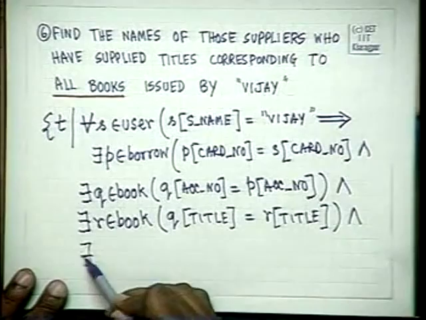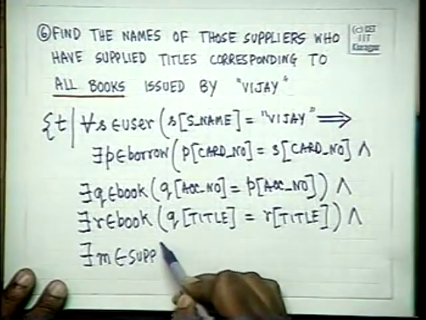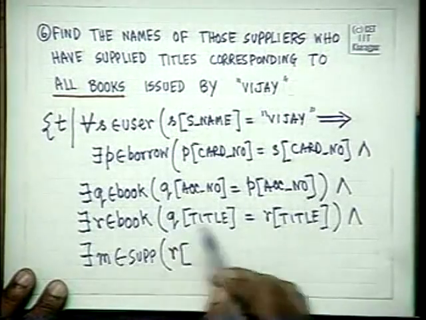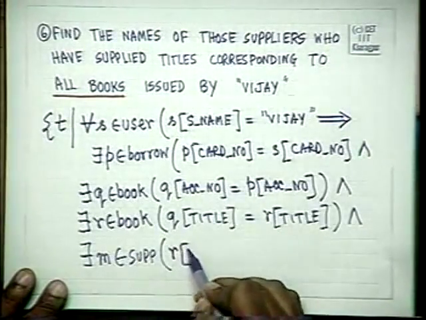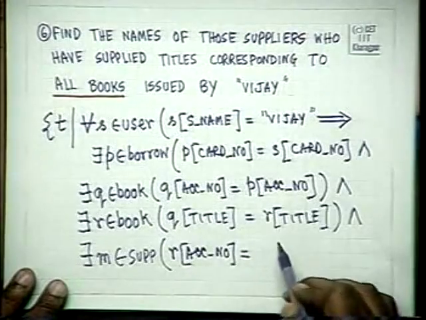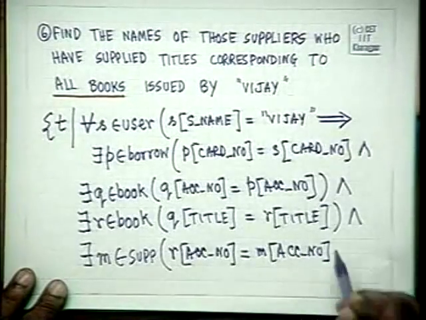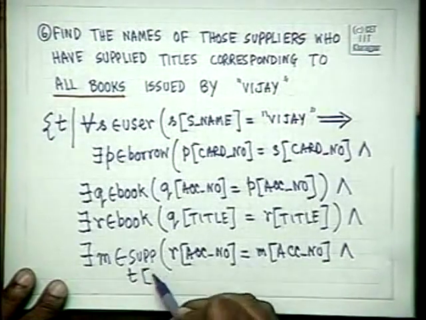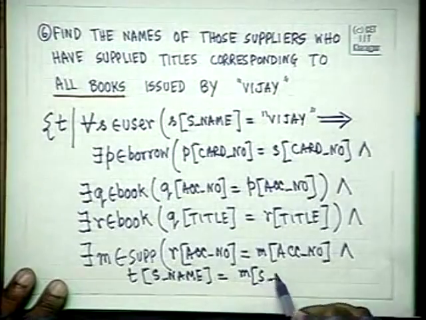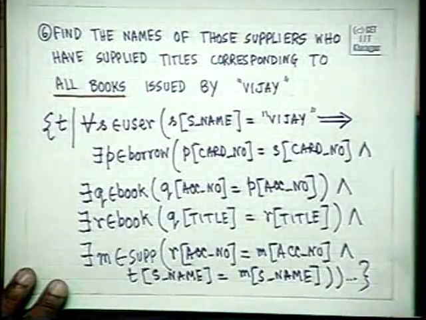And there must exist a M element of supplier relationship such that the accession number of this new book, which has got the same title as the book issued by Vijay, must be equal to M accession number, and finally T of supplier name must be equal to M of supplier, and all the brackets and whatever.